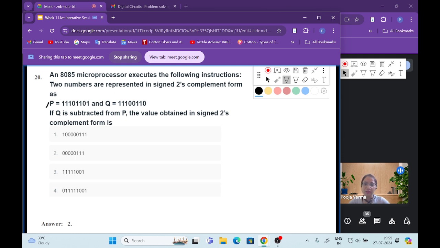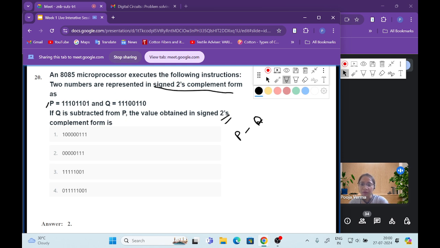If Q is subtracted from P, that means P minus Q, the value obtained in the signed 2's complement form is what? It is already given that the two numbers are represented in 2's complement form.